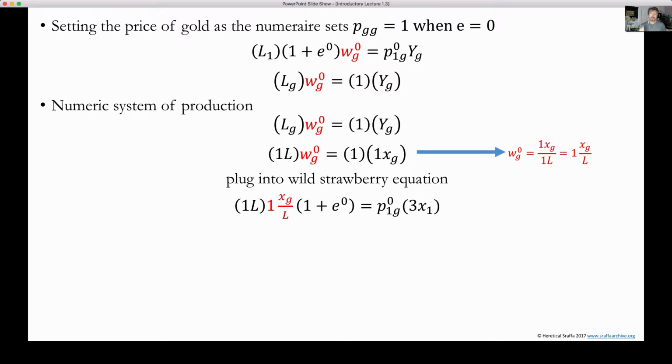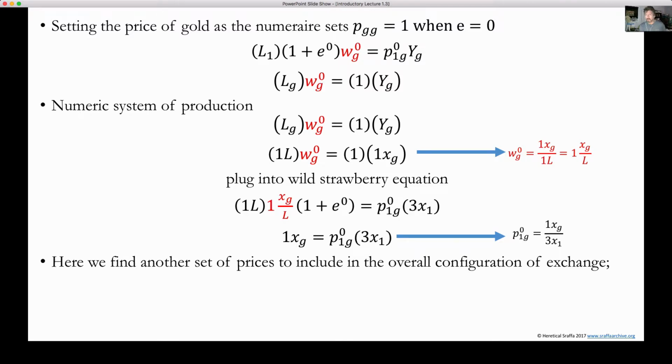Okay, when we plug that into the wild strawberries equation, again, the rate of exploitation is going to be equal to 0. That then gives us the price of wild strawberries expressed in terms of gold as 1 ounce of gold for every 3 units of wild strawberries. So now we have our set of prices, our gold prices. Our gold wage rate is 1 ounce per unit labor. Our gold price of wild strawberries is 1/3 ounce per unit wild strawberries.